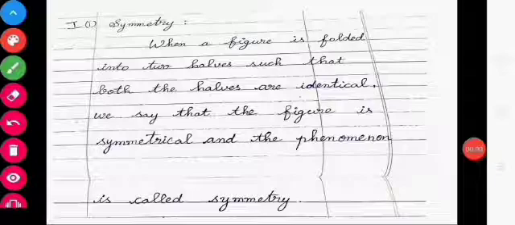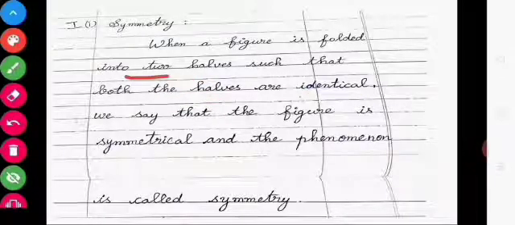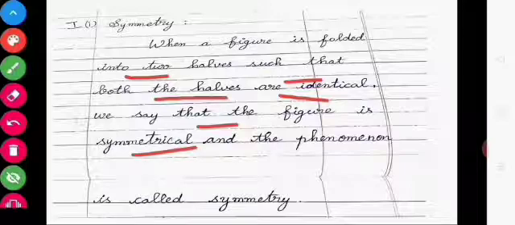What is meant by symmetry? When a figure is folded into two halves such that both the halves are identical, we say that the figure is symmetrical and the phenomenon is called symmetry.